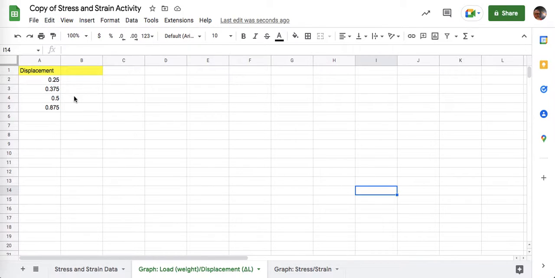Okay, so displacement, and this is load. This will be the y-axis, load. So let's write that in there. L-O-A-D, load. All right.